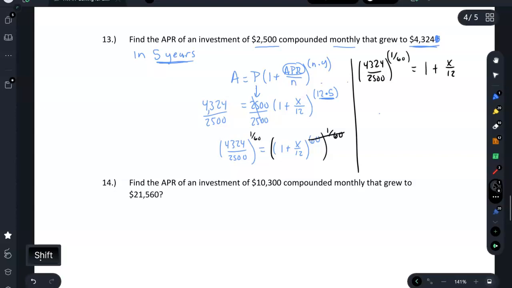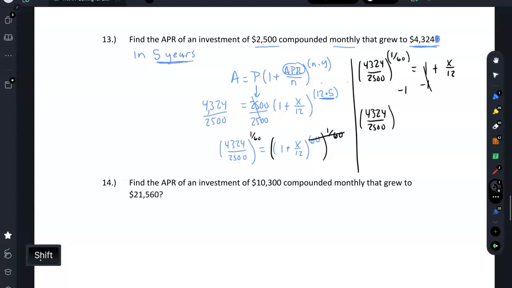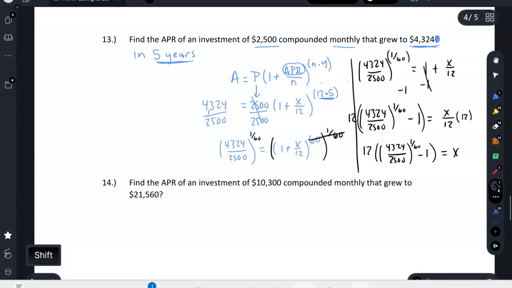I'm still trying to get that x by itself, so I want to work furthest away. So I start by subtracting 1. So now I have 4,324 over 2,500 raised to the 1/60th minus 1 is equal to x over 12. And I would multiply by 12, but I need to multiply the whole side by 12. So that gives me 12, parentheses, 4,324 over 2,500 raised to the 1/60th minus 1, and I can close my parentheses, and that's what x is equal to.